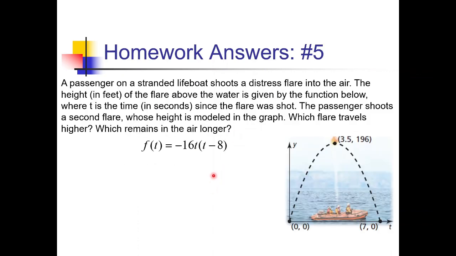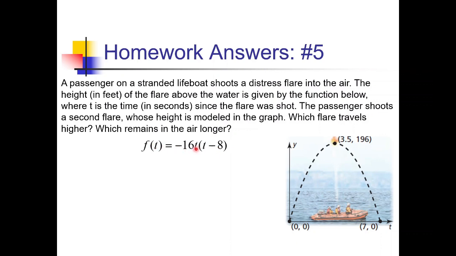For this real-life problem, we have a passenger on a stranded lifeboat shooting a distress flare into the air. So the height of the flare in feet above the water as a function of time in seconds is given by this f function right here, -16t and t minus 8. So that'll tell us everything we want to know about the first flare.